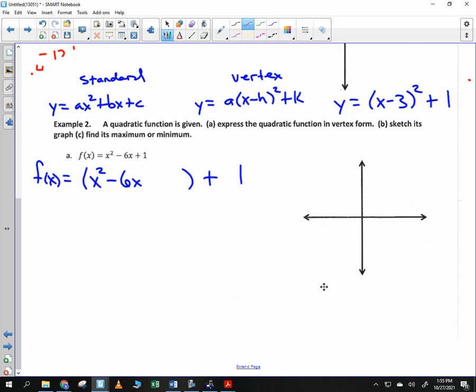So, I just put the 1 off to the side. This is the same as that, is it not? Yeah, so let's figure out what number you add to complete the square. Does anybody know? Take this, divide by 2, and then square it to get 9.